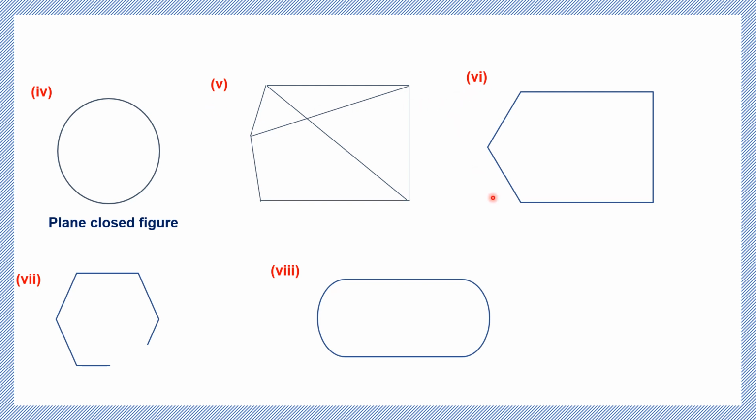Question 6. This figure is closed on all sides and it's bound by lines that are moving continuously. They are not intersecting each other. So question 6 is a plane closed figure. Now question 7, look at this figure. It's very clear. It's open on one side. So this is not a plane closed figure. Look at figure 8. This is closed on all sides, bounded continuously by curves or lines, and there is no intersecting of anything. So this is also a plane closed figure.